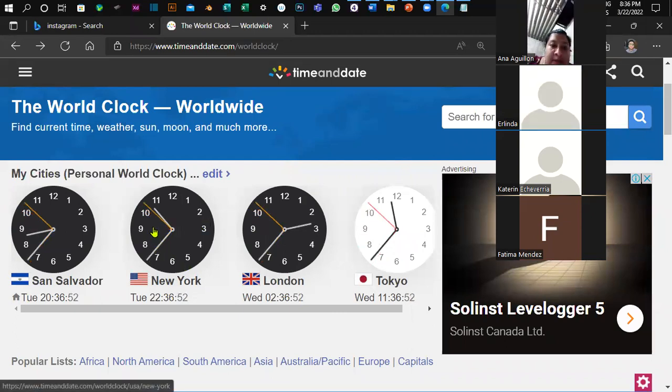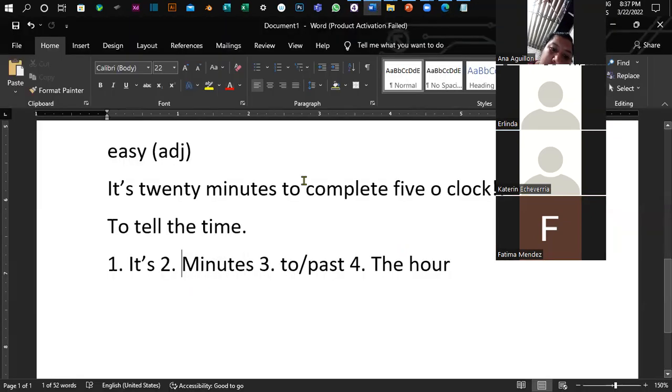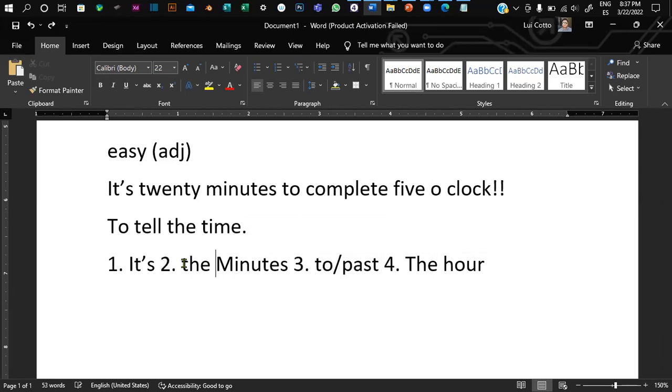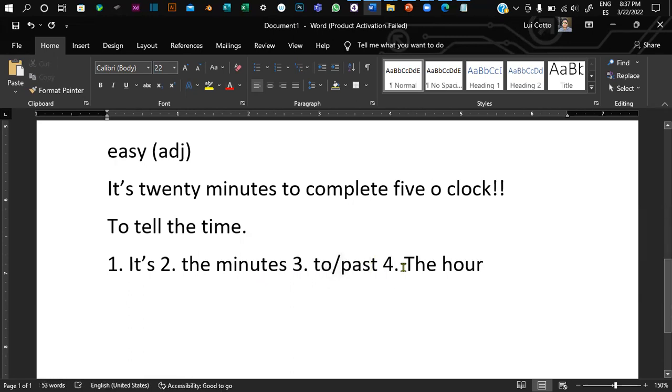It's 22. In New York. No. Okay, look at the minute. Remember, this is the order. Este es el orden. This is the order. It's number one. It's number two. The minutes. Los minutos. The minutes. And number three. To or past. That depends. And number four, step four. The hour. The hour is at the end. Okay. What time is it in New York?